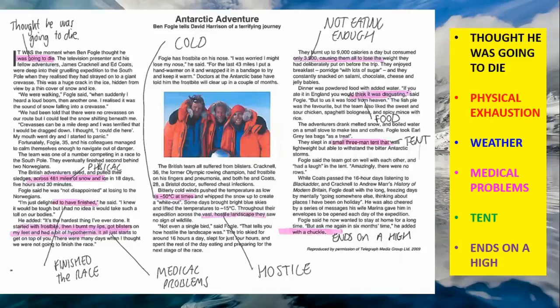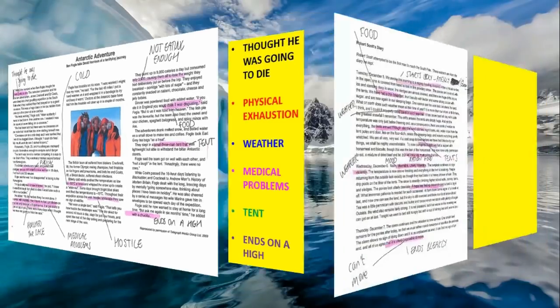But then it says they had a vast hostile landscape. So what does hostile have connotations with? Aggression, hostility. Yeah. They didn't eat enough, so you could talk about the food. They burnt 9,000 calories a day, but they were only getting 3,500. They thought the food was disgusting at some point. So there's the first one.